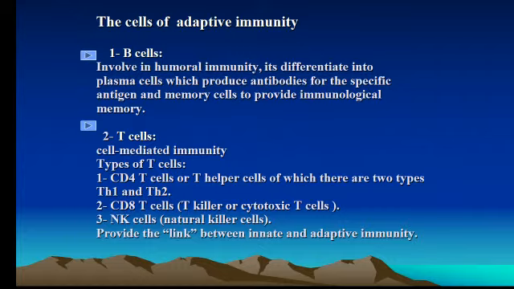The third type is involved with the cell-mediated immunity that defends the body from intracellular microbes. The NK, the natural killer cells, provide the link between the innate and adaptive immunity. So we have NK, we have TH or CD4, and we have CD8. All of them are three parts: NK, TH, and TK or CD8. CD4, CD8, and NK. T cells.